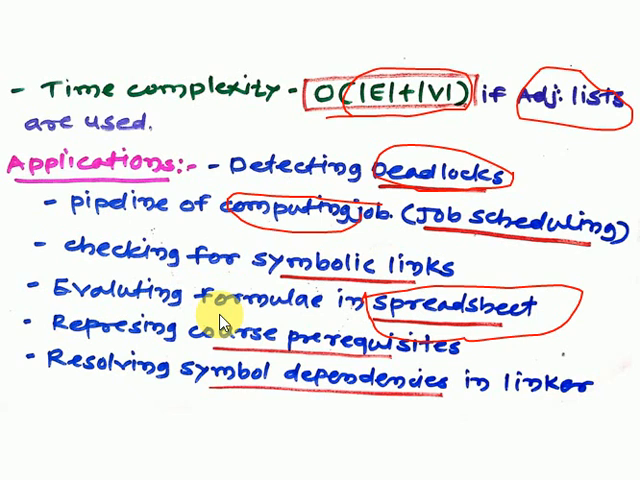It is also used for representing course prerequisites. So this is very important. I want to do course A, but before course A, I must do, let's say, course X. So it will visit X and then go to A. So topological sort is used for representing course prerequisites. Another very important thing: topological sort is used to resolve symbolic dependencies in a linker. In a linker we have external symbolic definitions and local symbolic definitions, so to resolve those symbolic dependencies, the topological sort algorithm is used.